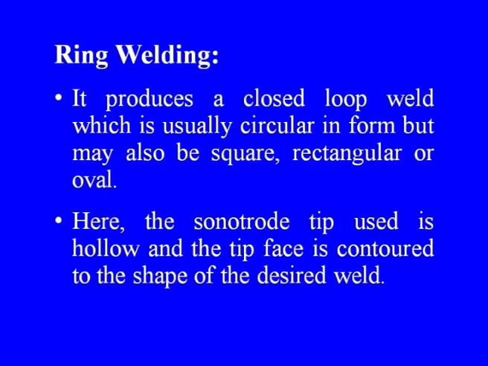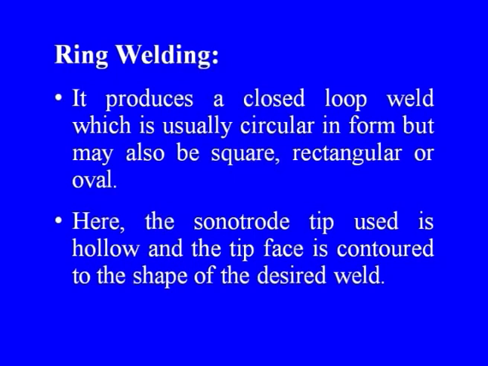Now, let us move on to ring welding. It produces a closed loop weld which is usually circular in form, but may also be square, rectangular or oval. Here the sonotrode tip used is hollow and the tip face is contoured to the shape of the desired weld.